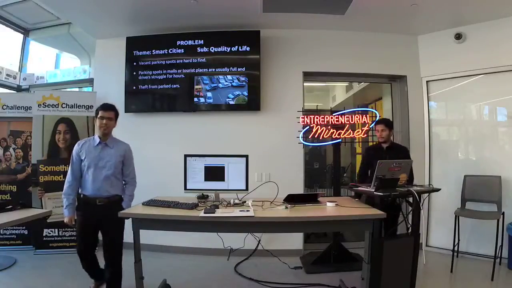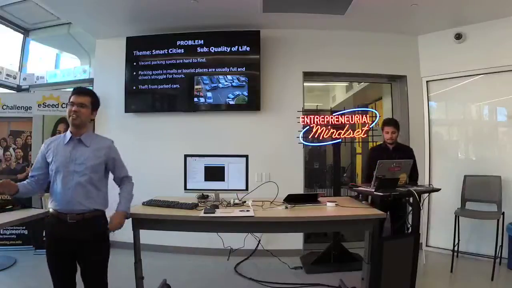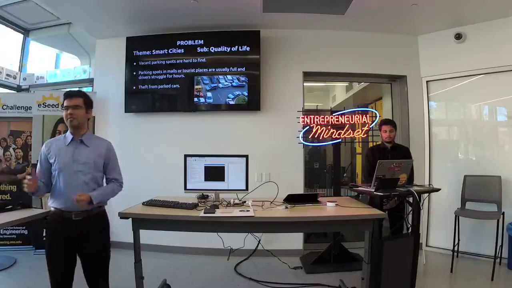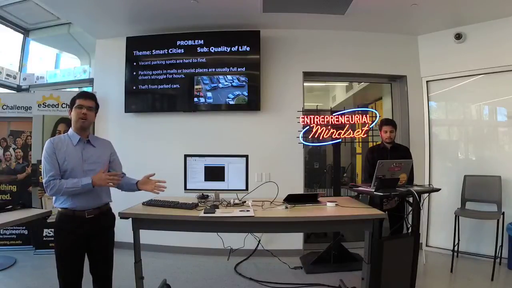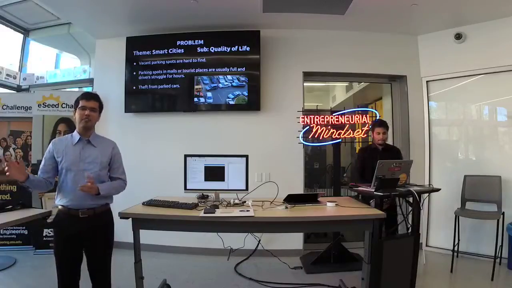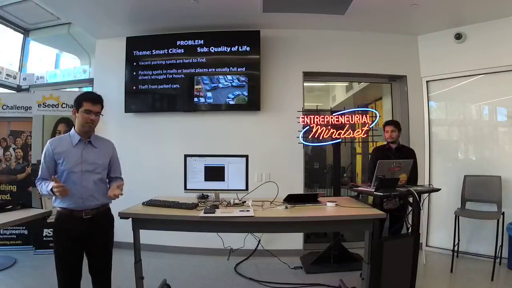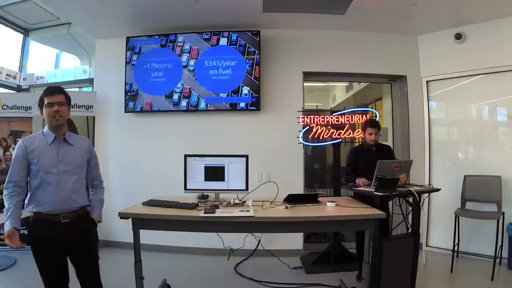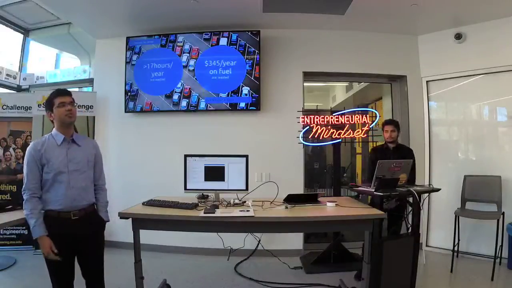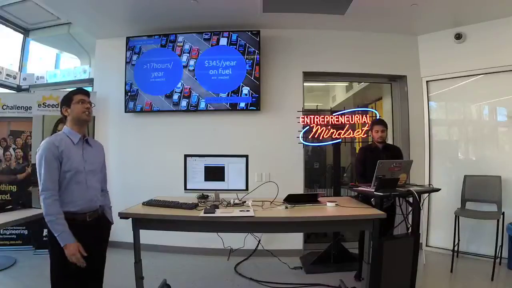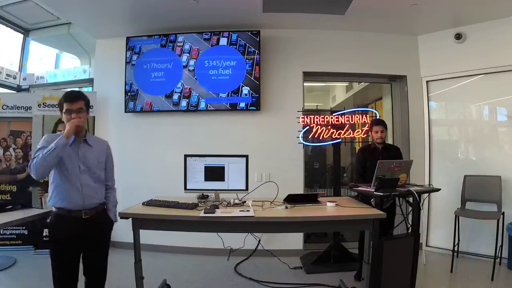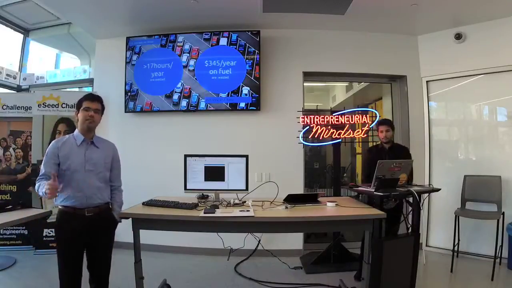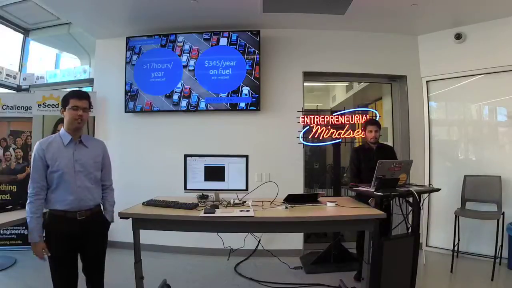The parking problem is very relevant in all cities. People waste hours finding a proper parking spot, they run out of fuel, and there are also risks of theft from the empty car which is parked somewhere. Our data shows that more than 17 hours per year is wasted finding a parking spot per driver, and they spend almost $345 per year on fuel. That much fuel is wasted just to find a parking spot.